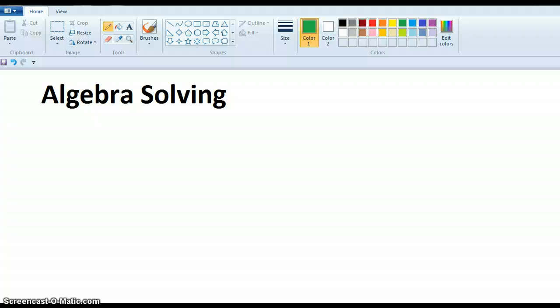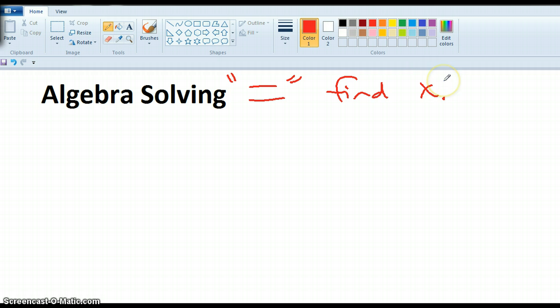What we've done to date is algebraic manipulation. Algebraic manipulation doesn't have an equal sign as such, but we use it as a tool with solving. Example of solving, we always have an equal sign, and we're trying to basically find out the value quite often of x. An example, x plus 3 equals 10.